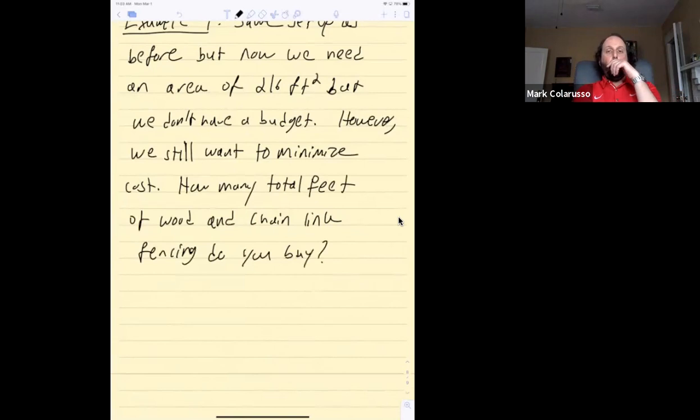In this example, what we're doing is kind of reversing the role of the constraint from last time. So this time the constraint is the area, and the thing we want to optimize or minimize in this case is the cost. So last time the area was the thing you wanted to optimize, and the constraint was the cost. So we're reversing them here. So it would require a little bit of a different setup. We'll get to different equations.